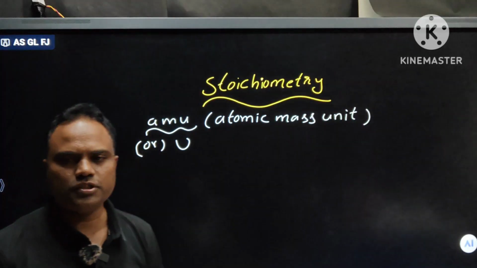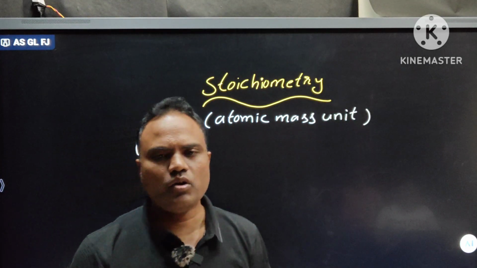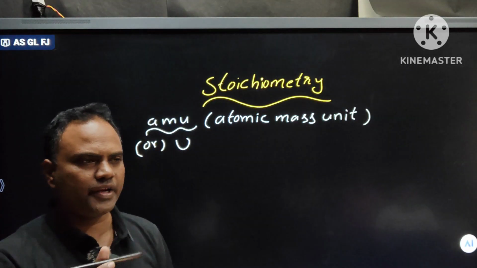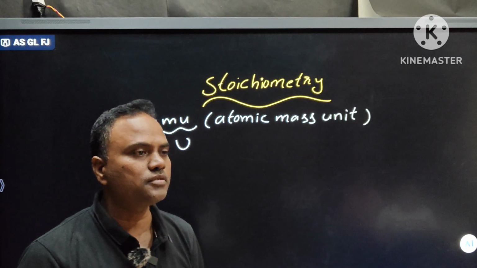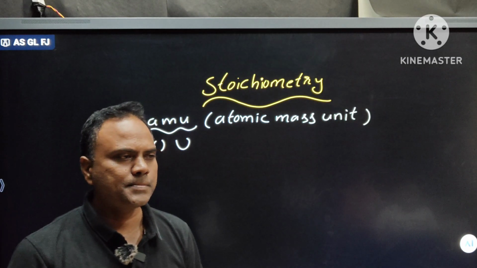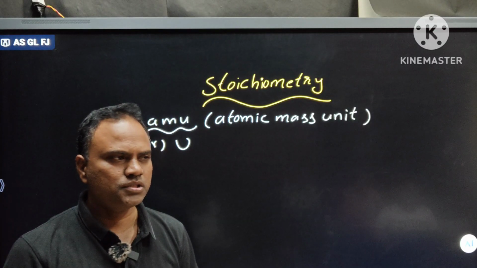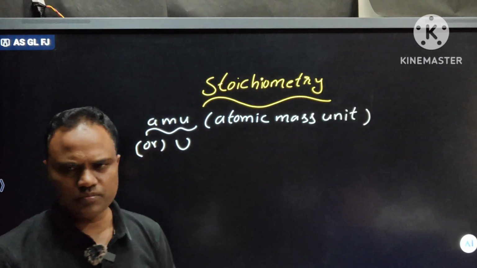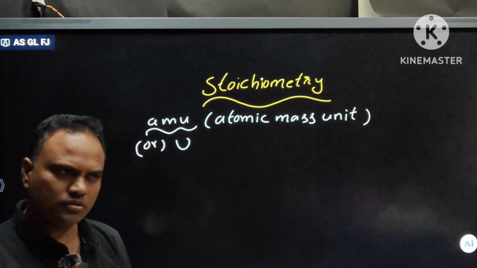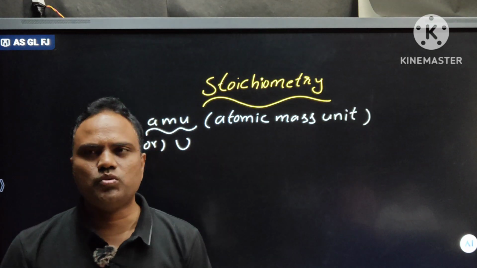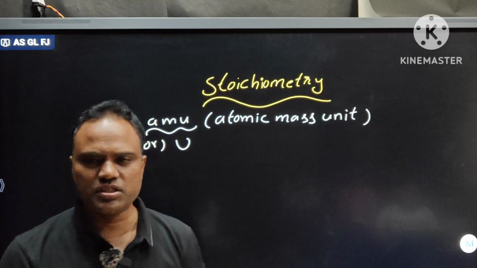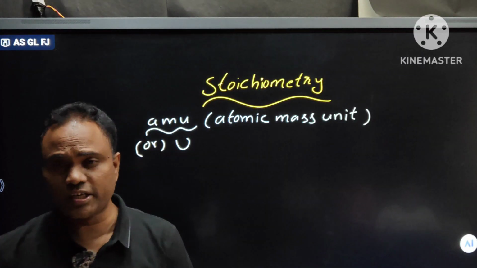What is AMU? See, how can we measure the weight of a stone? If I give one big stone to you, how can we measure its weight? In grams, kilograms. Okay, grams, kilograms. If the stone is very small, then milligrams also. If I give an atom, how can we measure its weight? How can we express its weight?